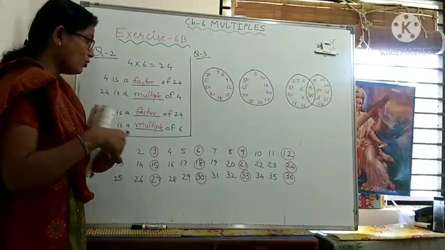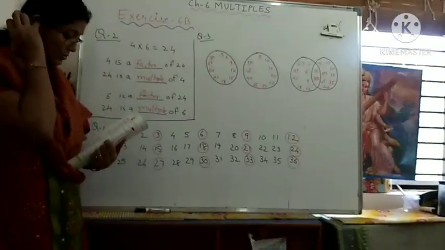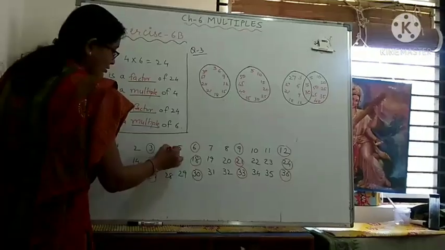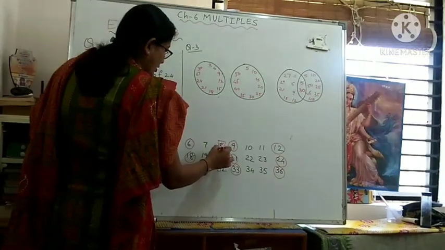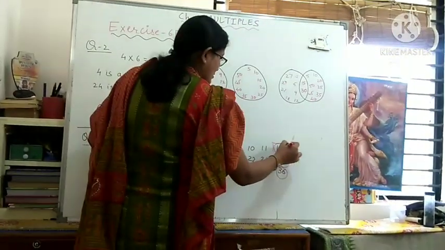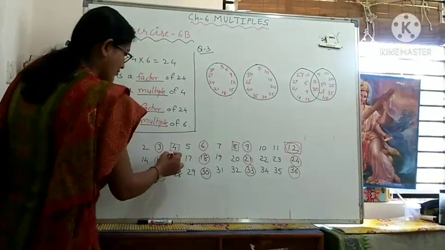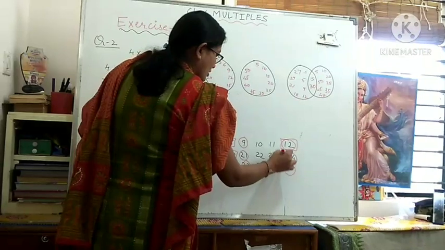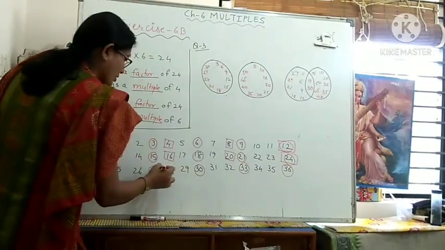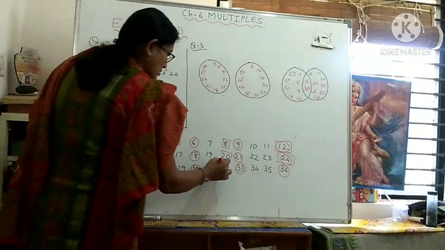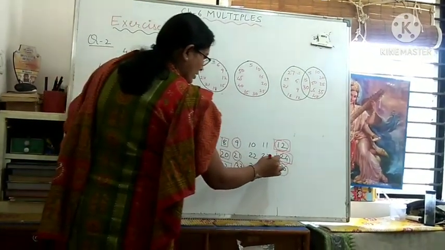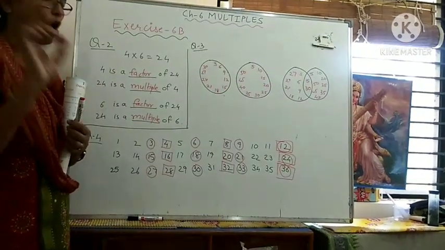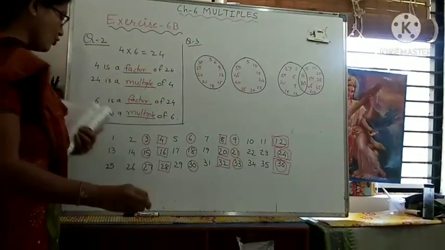Okay. Now they have told us to put a square around the multiples of 4. We have to put a square around the multiples of 4. So here I am putting squares. 4, 8, 12. Right. Same way 16, 20, 24. Okay. 28, 32, 36. Okay. So now we have to list the common multiples of 3 and 4.